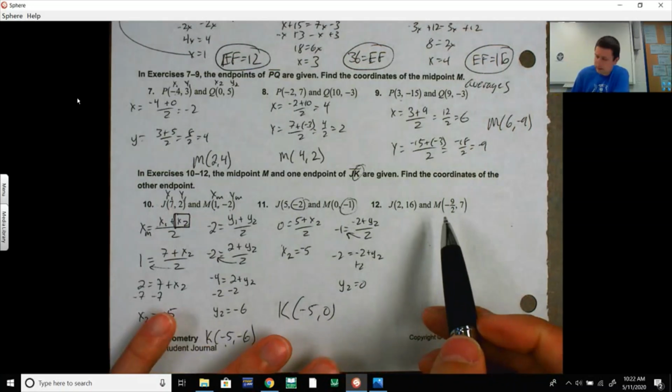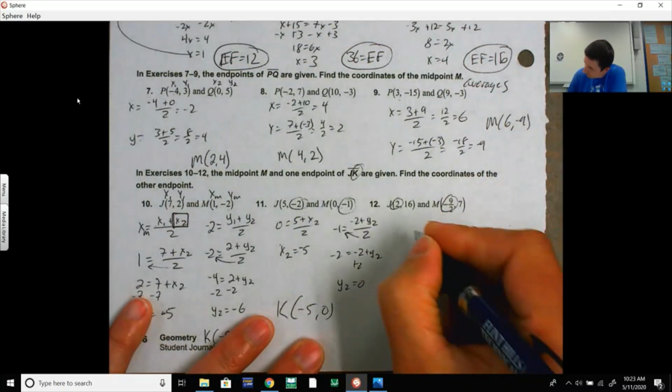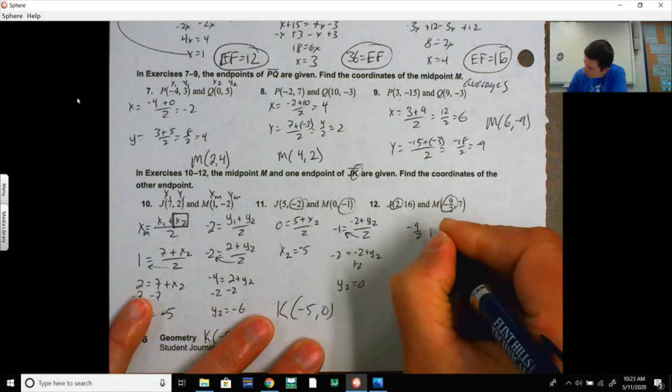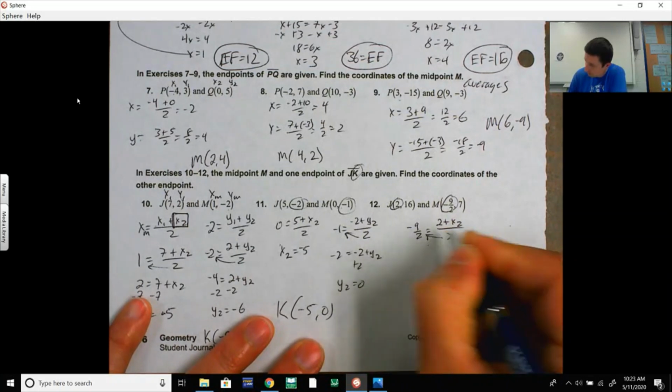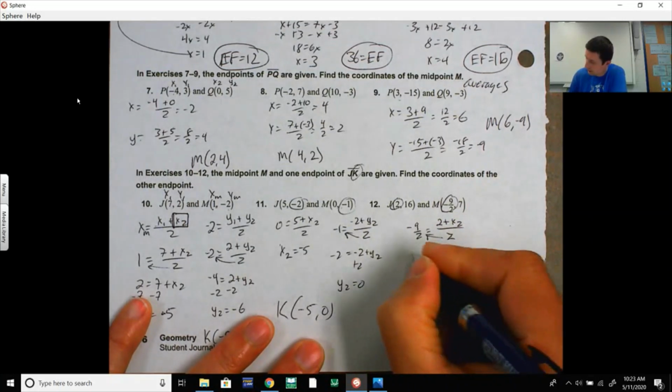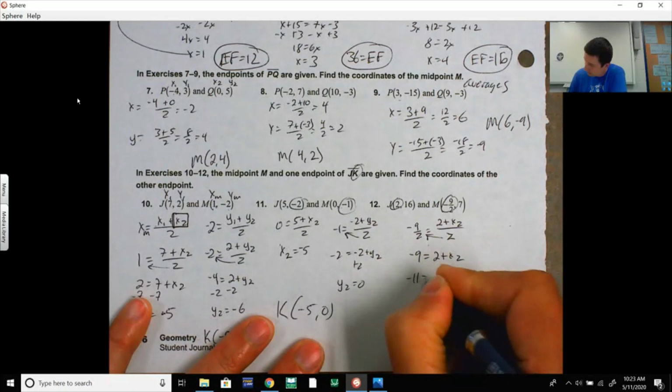Okay, you start getting the fractions in. That's where these rules kind of help us. So let's look at the x's first. Negative 9 halves equals 2 plus x2 divided by 2. We multiply the 2 over. Negative 9 halves times 2 is going to be negative 9 equals 2 plus x2. So negative 11 equals x2.